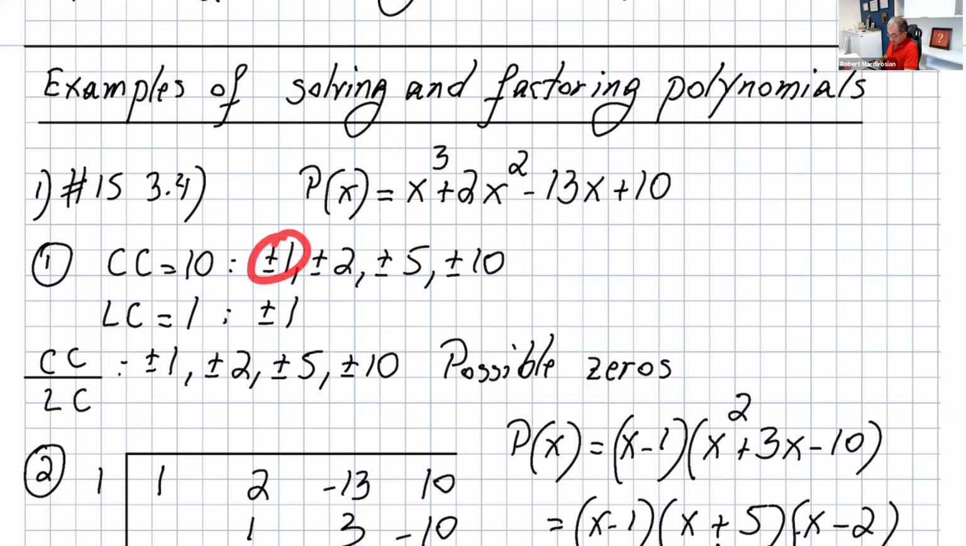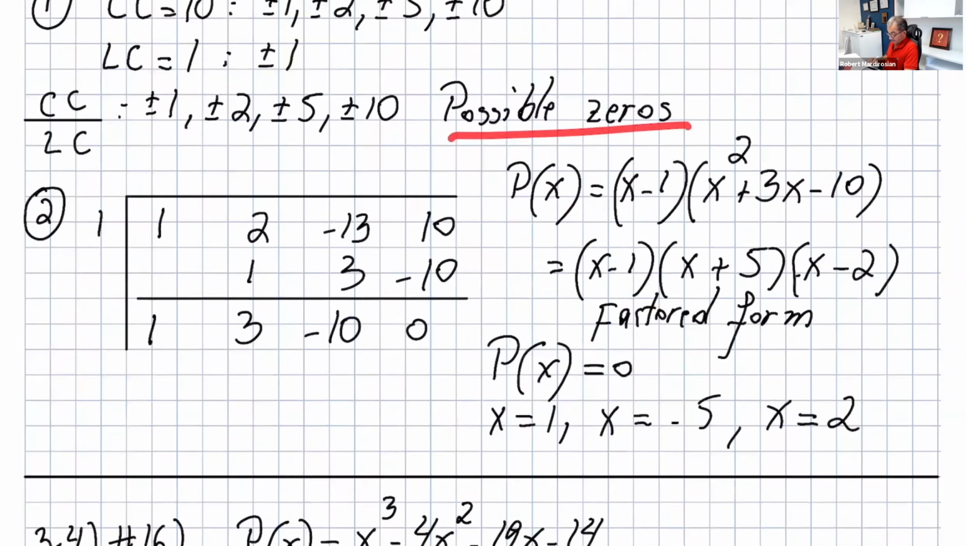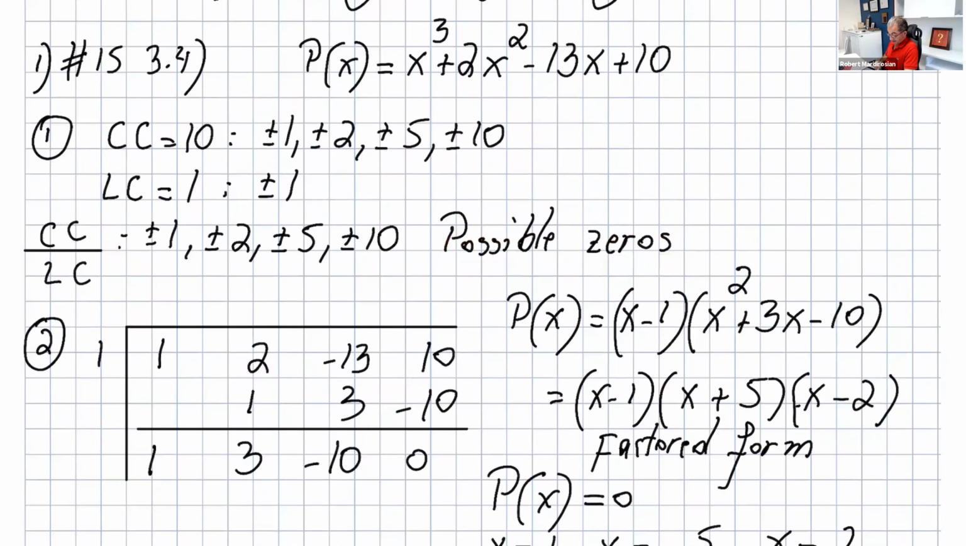So it's plus or minus 1 divided by plus or minus 1 is plus or minus 1. Plus or minus 2 divided by plus or minus 1 is plus or minus 2. Plus or minus 5 divided by plus or minus 1 is plus or minus 5. And finally, plus or minus 10 divided by plus or minus 1 is plus or minus 10. Possible zeros. Then you do the synthetic division.